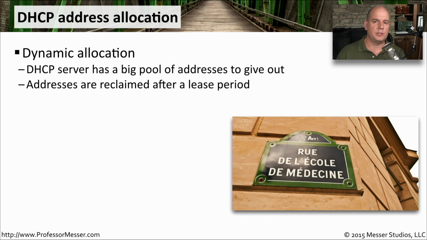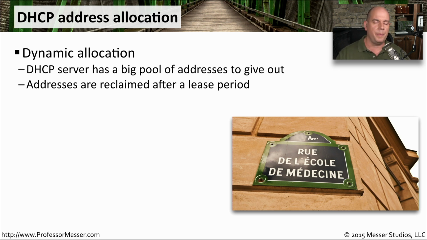When you're on a network that's providing your IP configuration through DHCP, it may be deciding what IP address you get using a number of different mechanisms. The most common one is dynamic allocation. This is the method that's used when you first walk into a network for the first time and you plug in your device and try to connect to the network.